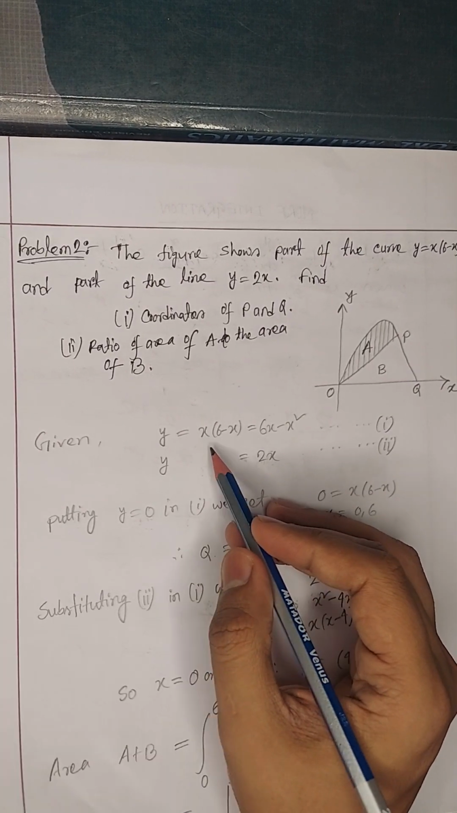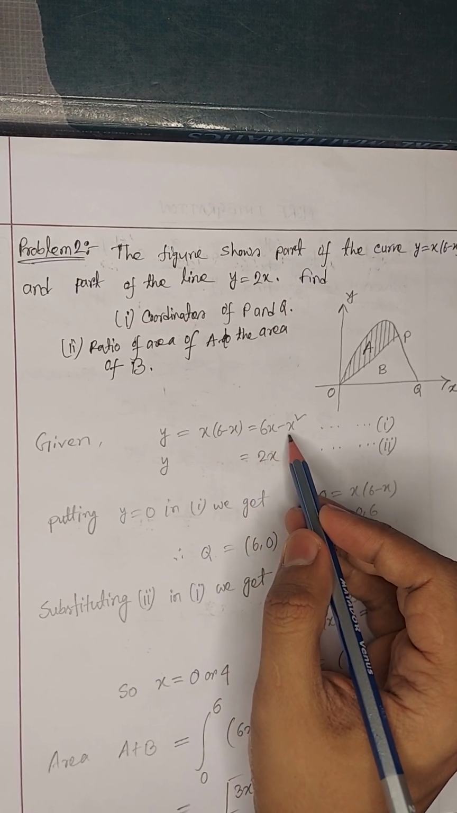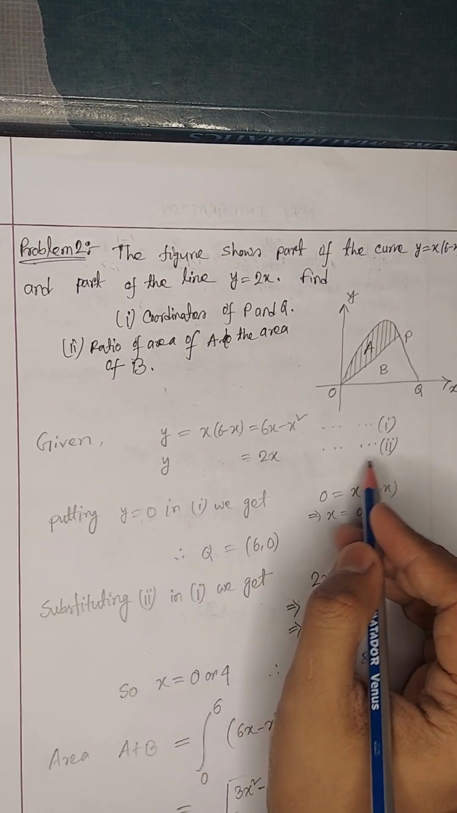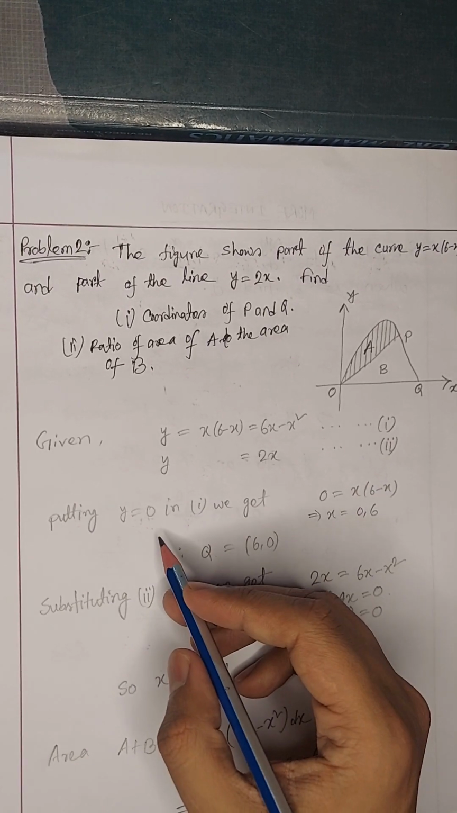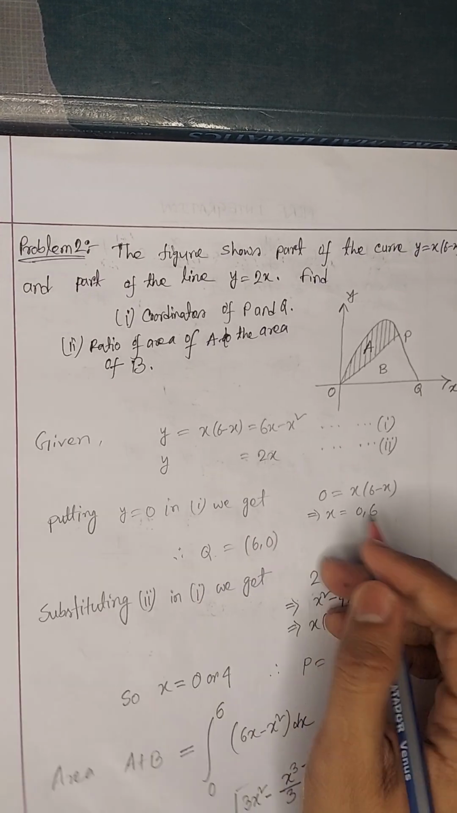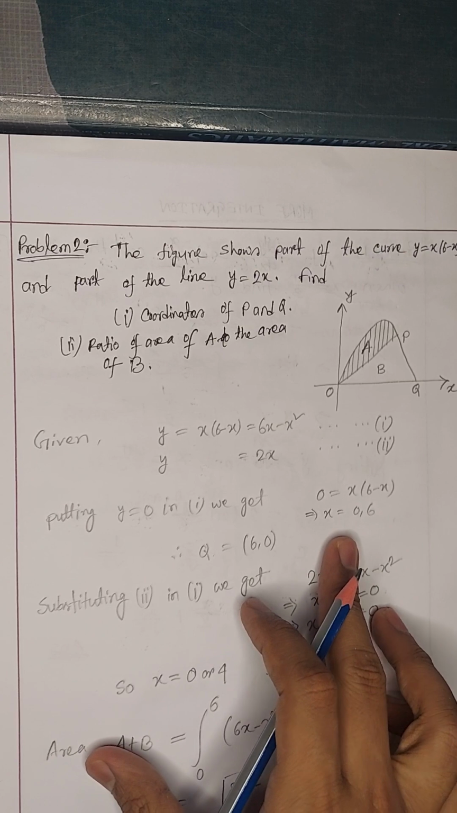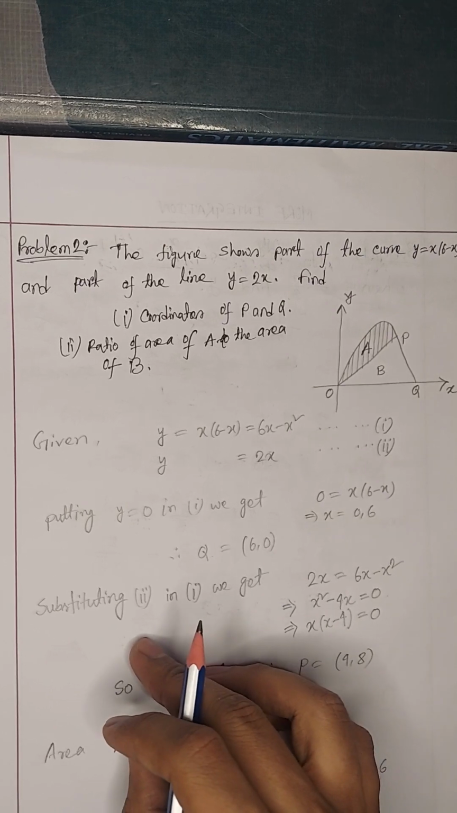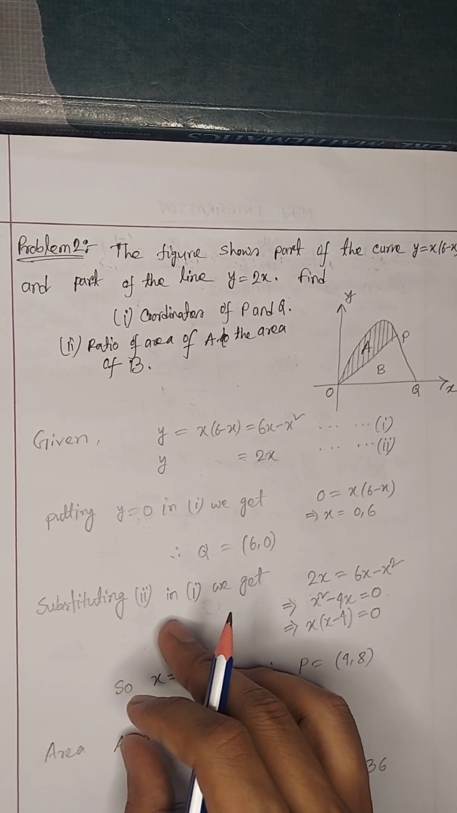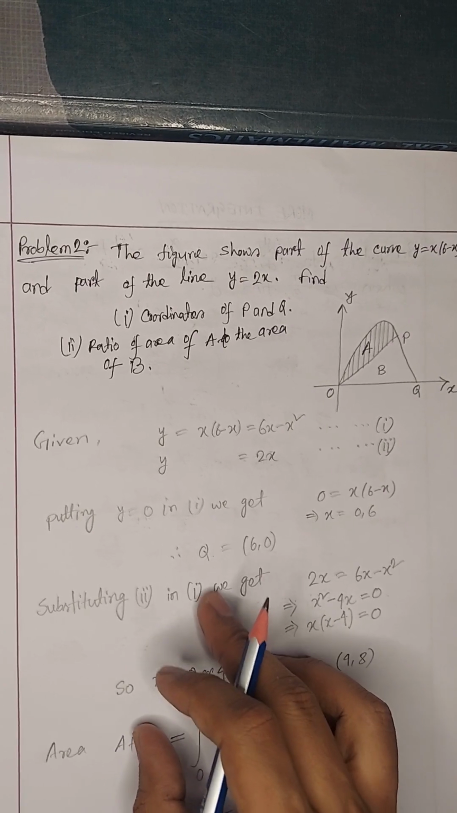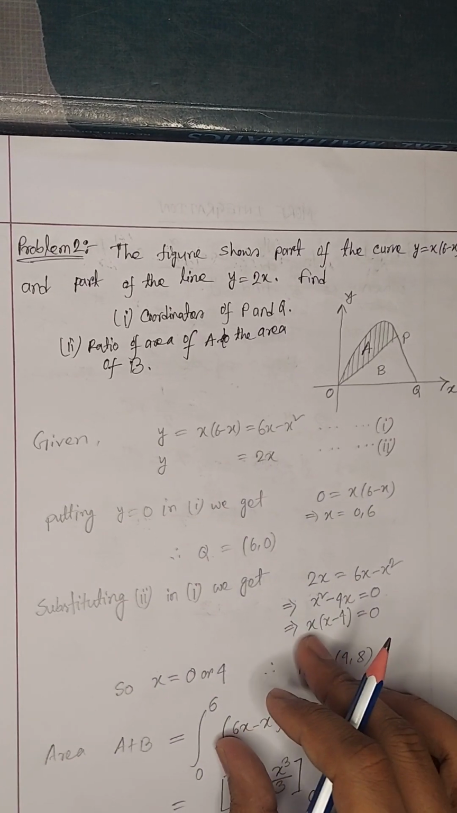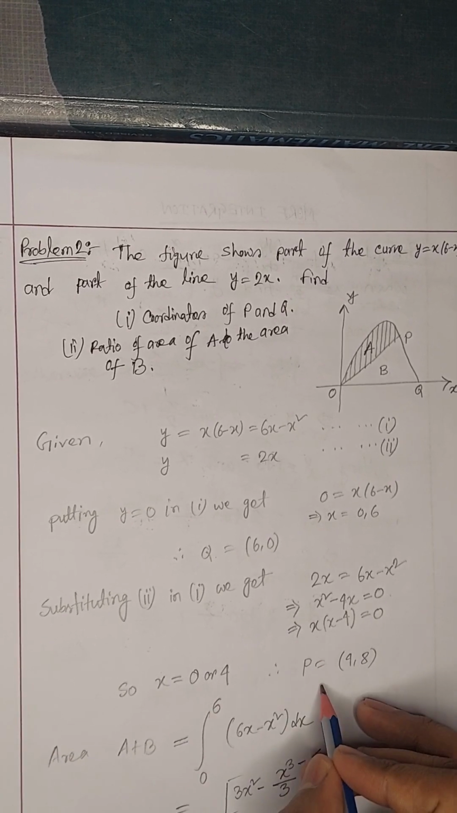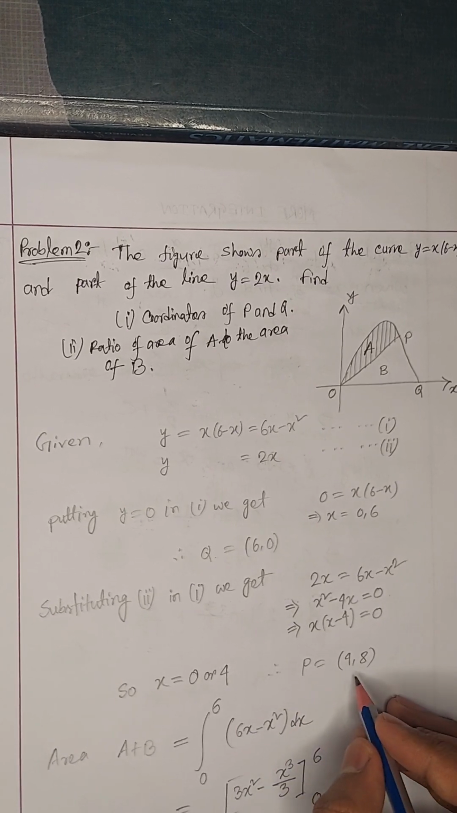Now here given y is equal to x times 6 minus x, which is 6x minus x square. It's equation 1, and y is equal to 2x is equation 2. Now putting y equal to 0 in equation 1, we get 0 is equal to x times 6 minus x. The value of x will be 0 and 6. So the coordinate of q will be 6, 0. If we substitute the value of y from 2 in 1, then we get the value of x, which is 0 and 4, and from that we get the coordinate of another point, which is p, 4, 8.